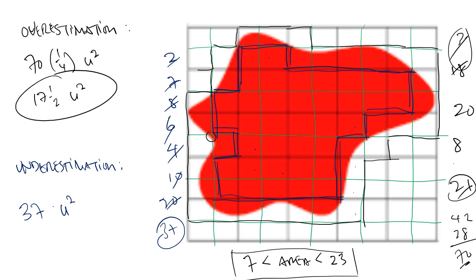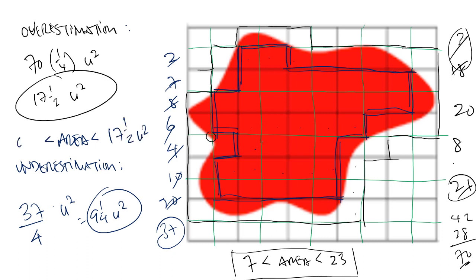But again, each of these squares is a quarter of the unit. So this is 37 fourths. And so that's going to be 9 1/4. 4 goes into 37 9 times with 1 left over, so 9 1/4. So 9 1/4 units. So you can see now we've improved this estimation. I've gone from 23 to 17. So my area, I know, is less than 17.5, and greater than 9 1/4 units squared. I've got to put my units in there.